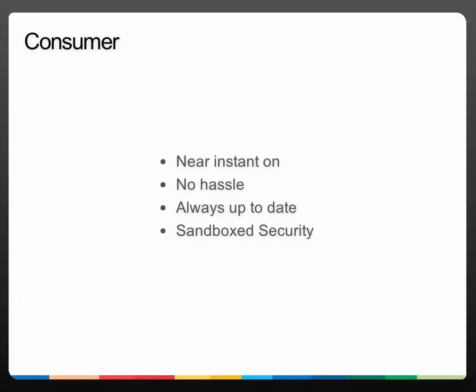So for consumers, we have a few key benefits that make Chrome OS very suitable for people spending the vast majority of their time on the web. It's a near instant on, meaning that in less than 8 seconds you have it from off position to up and running with the browser, capable of doing the work and tasks that you want it to do. It's no hassle. You're getting a new version of Chrome every 6 weeks. It's always up to date with new features and new security enhancements.